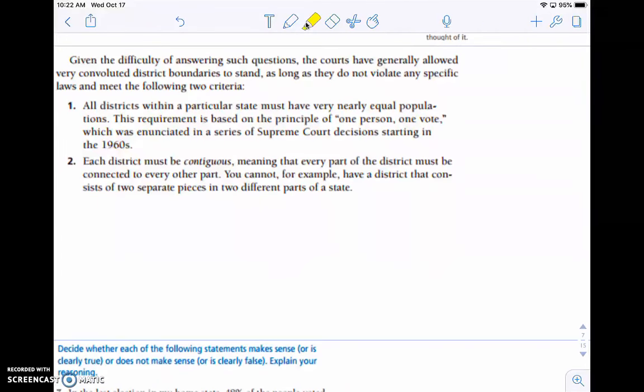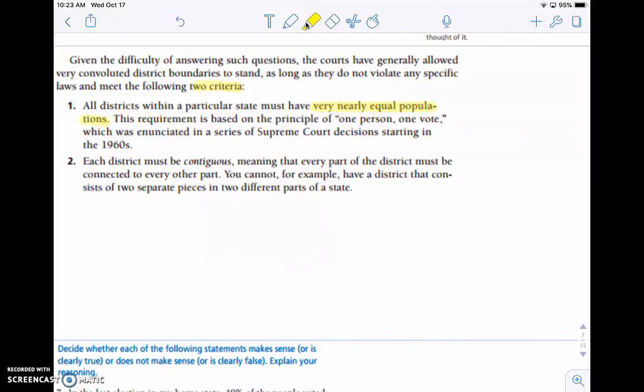Now, I know this has been a lot of history. We haven't even done anything with numbers yet, really. This last little bit, and then we'll get into some questions: given the difficulty of answering some of these questions, courts have generally allowed very convoluted district boundaries to stand, as long as they don't violate any specific laws and meet two of the following criteria. First, all districts within a particular state must have very nearly equal population. That's why when we looked at North Carolina, they were really weird shapes. They didn't have the same size as far as land mass, because we need to make sure that we have nearly equal populations in every district.